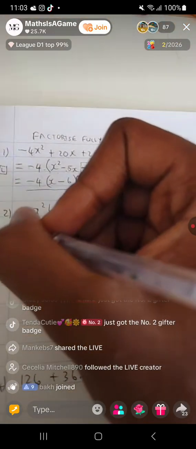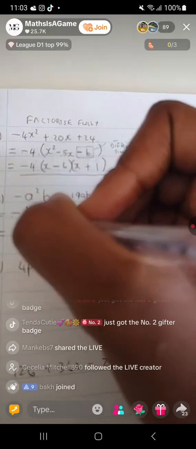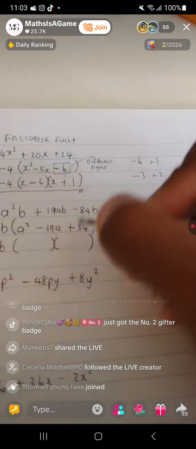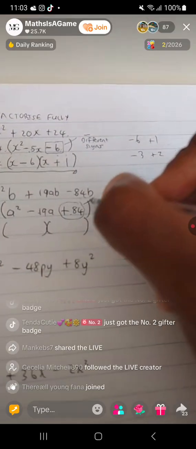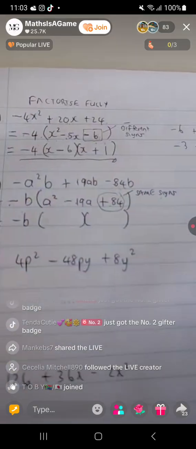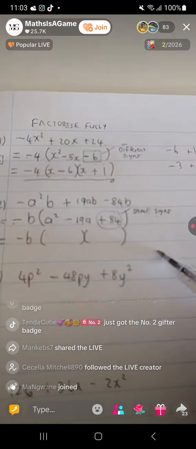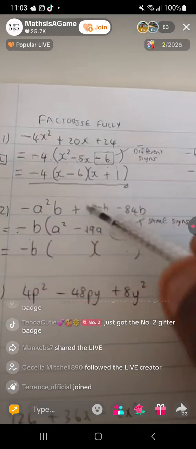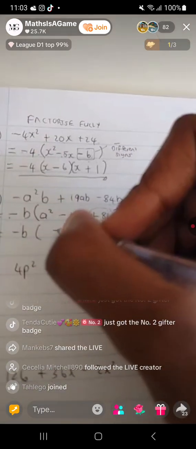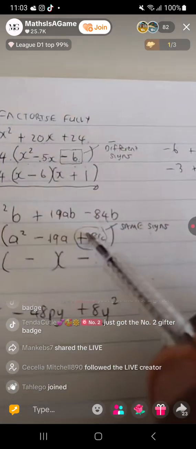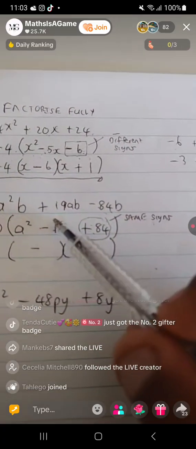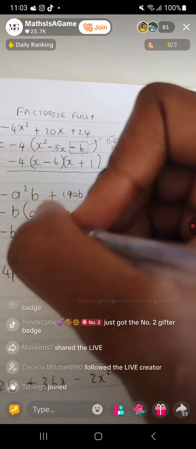Then finally, we open two brackets. Our constant term is positive. That means we are going to have the same signs inside the bracket. According to what, guys? According to the sign of the middle term. So our same signs are going to be negative and negative, because the sign of the middle term is negative. Same signs according to what? The sign of the middle term. So we have a negative and a negative.